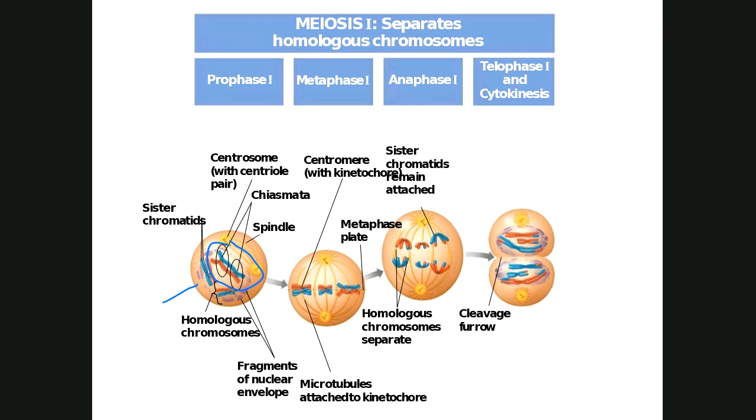They didn't seek each other out during mitosis. They just made a copy and split in half. These homologous chromosomes are seeking each other out.